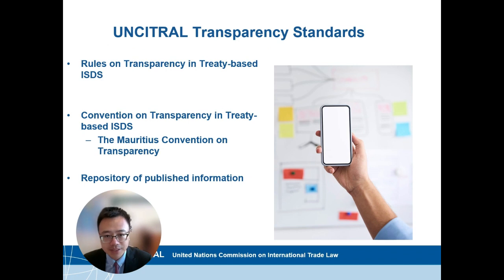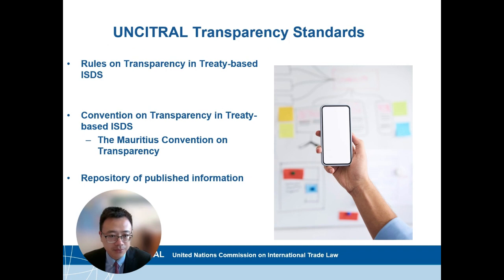The second component is a convention. The United Nations Convention on Transparency in Treaty-based Investor-State Arbitration, also called the Mauritius Convention on Transparency, is a multilateral instrument by which contracting parties with investment treaties concluded before April 1st, 2014 express their consent to apply the rules on transparency. This convention entered into force on October 18, 2017.